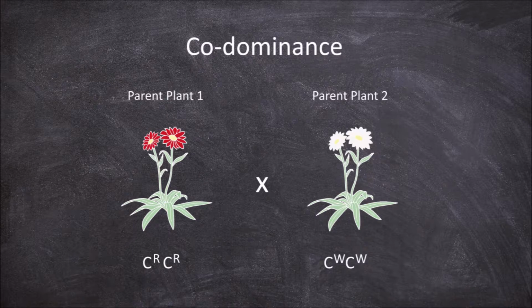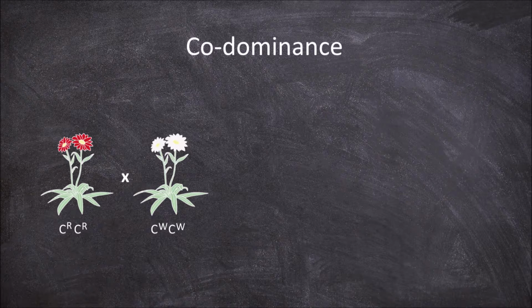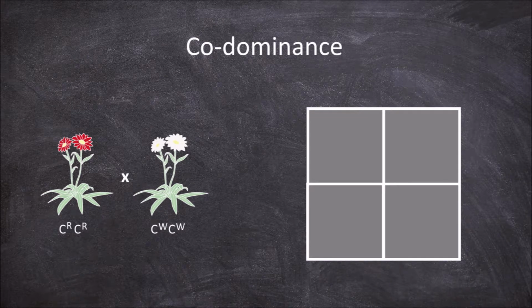This is when a Punnett square can be utilized. Since we are just looking at a single trait, the Punnett square is going to be 2 by 2 and have 4 squares. We put each allele from the first parent across the top, so the first CR goes over the first square, the second CR over the second. Then we put each allele from the second parent along the side, so the first CW next to the first square and the second CW next to the second square.